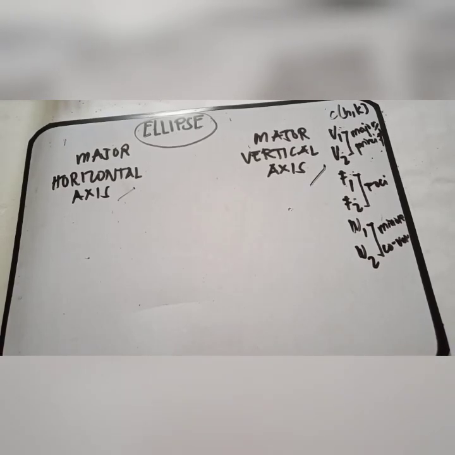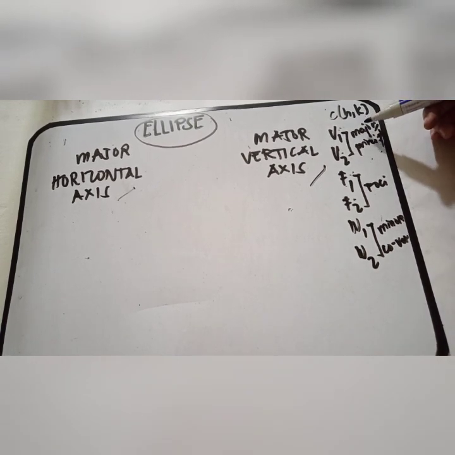Okay, good day everyone. Today our topic is all about ellipse. In ellipse, it has two types. First, the major horizontal axis and the major vertical axis. But before that, the ellipse is the same with the circle. It has a center which is h, k.